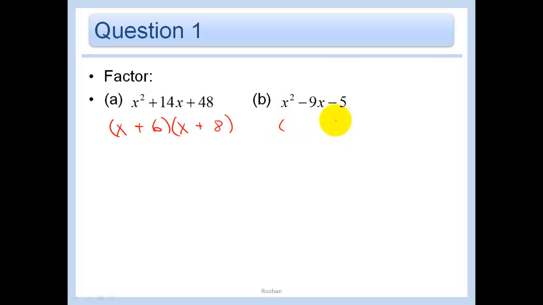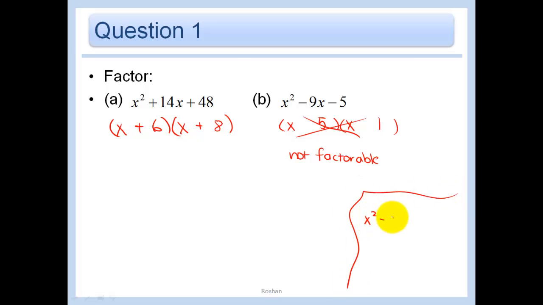This one, let's see, if I have x and x, my only options for 5 are 5 and 1, but there's no way to make a 9. So this one is not factorable. The answer is no. If this was written as x squared minus 9x minus 5 equals 0, I would use the quadratic formula to solve. But I do not use a quadratic formula to factor.